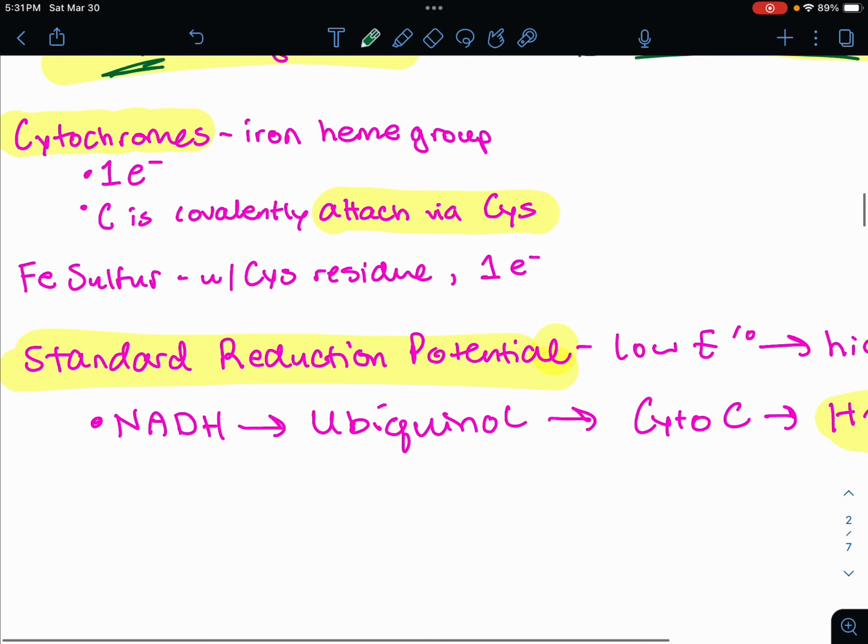We also have cytochromes. There's cytochrome A, B, and C. For the purposes of the class, the professor wanted us to focus on cytochrome C. They have this iron heme group, and it's a prosthetic group as well. They carry only 1 electron, and the cytochrome C is covalently attached through cysteine residues, so we need cysteine there. Cysteine is the one that has the sulfur.